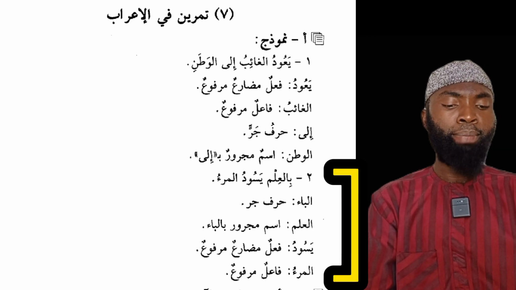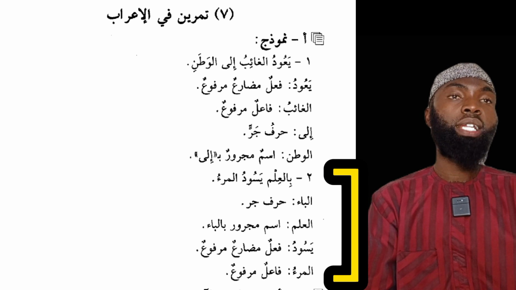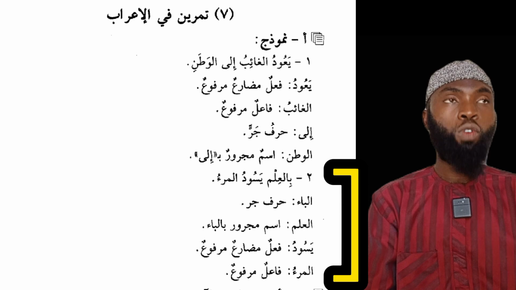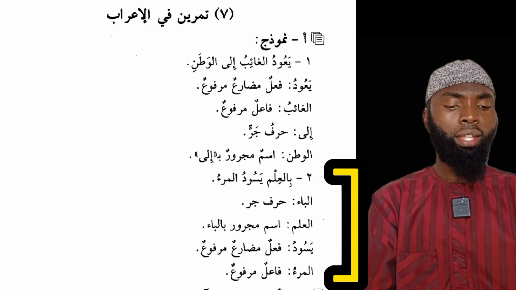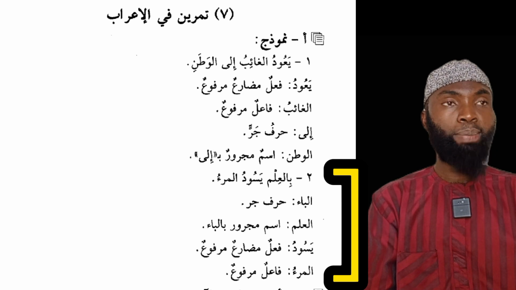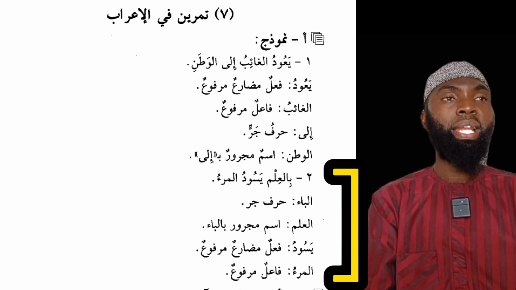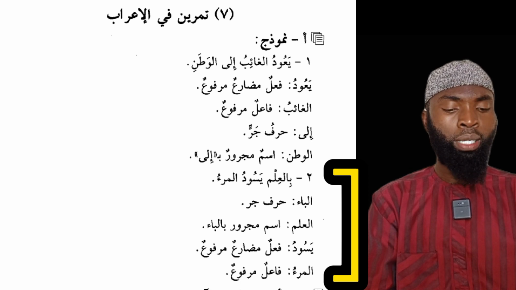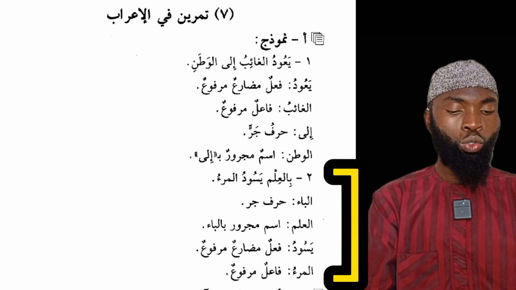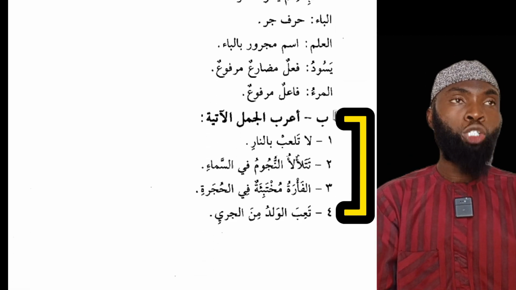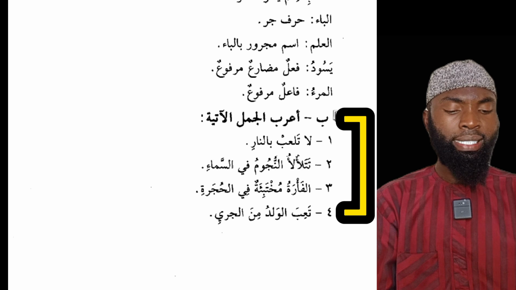Number two, we have bil ilmi yasudul mar'u. With knowledge, a man leads. So we say al-ba here, harfu jarrin. This is a preposition. Al-ilmu is ismun majrurun. This is an ismun which is in the genitive case bil ba, because of ba. Yasudu is fi'lun mudari'un marfu'un, and al-mar'u is fa'ilun marfu'un, subject of the sentence. Now, a'rib al-jumal al-atiya, we have to analyze the following sentences.